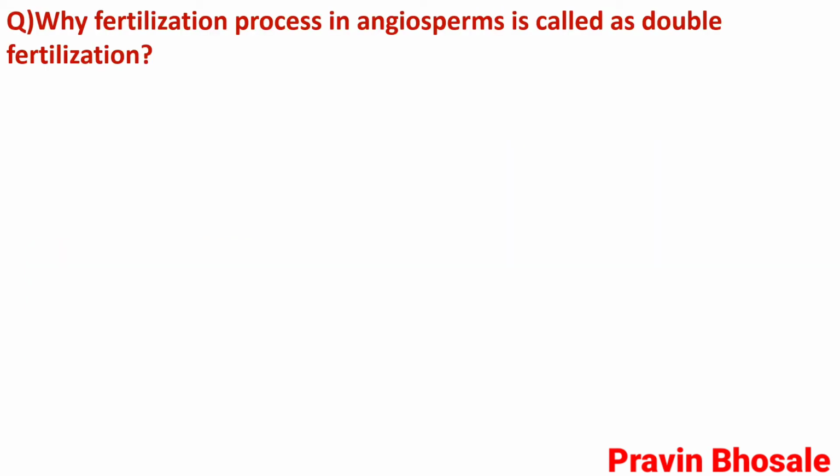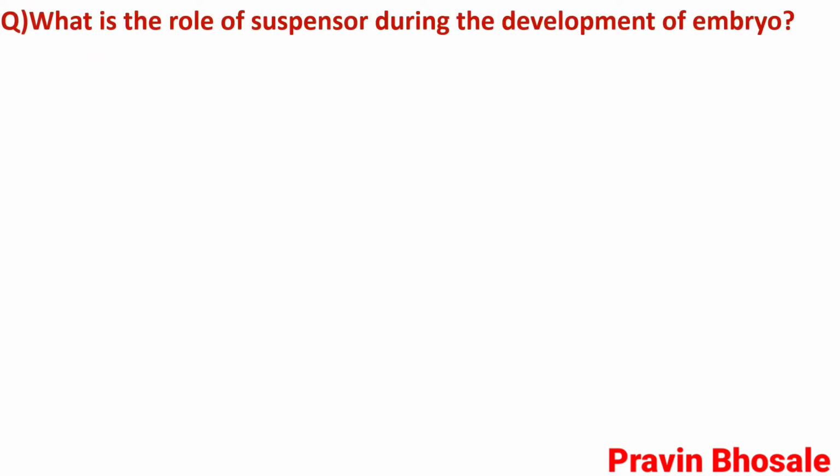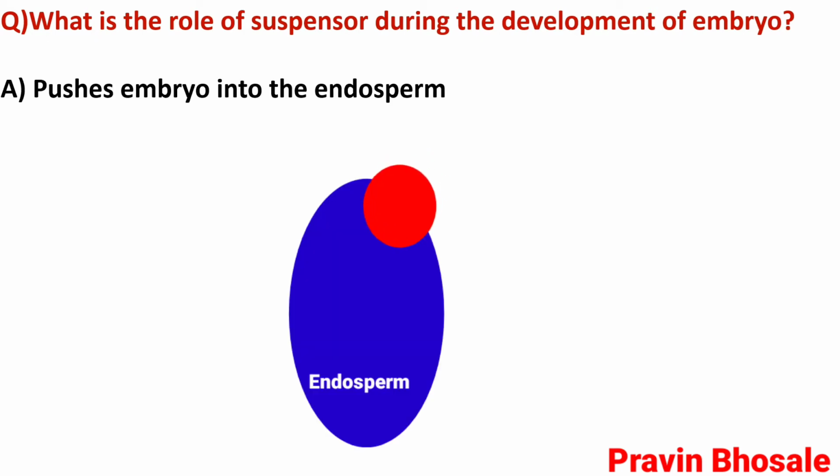Why is the fertilization process in angiosperm called double fertilization? Answer is both male gametes are used. Which is the most common type of endosperm in angiospermic families? Answer is nuclear type. What is the role of suspensor during the development of embryo? It pushes the embryo into the endosperm.